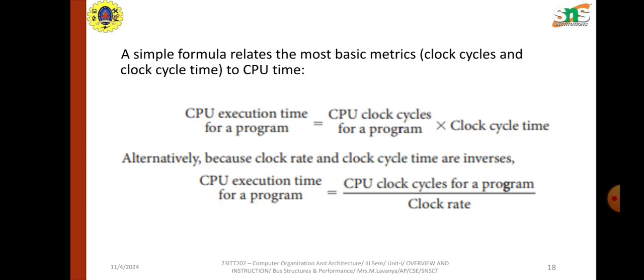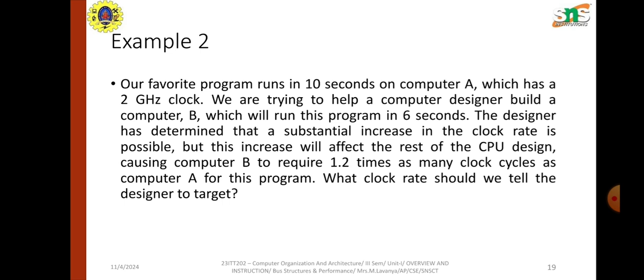And the execution time of the program can also be given as CPU clock cycles for a program divided by clock rate, whereas we have seen clock rate is inversely proportional to the clock cycle time, so it is given as 1 by clock rate. And this is the next example we are seeing for processor performance.